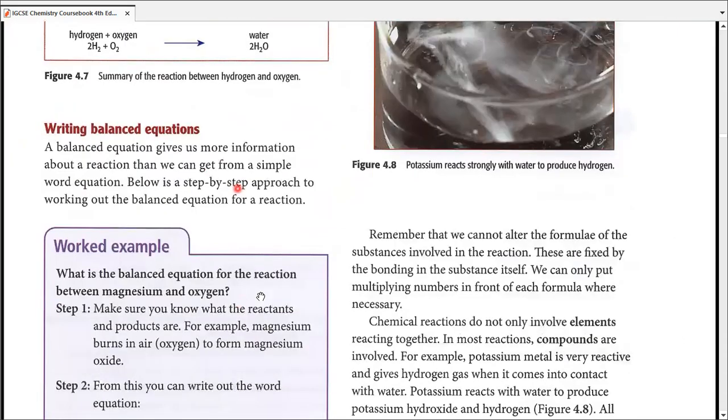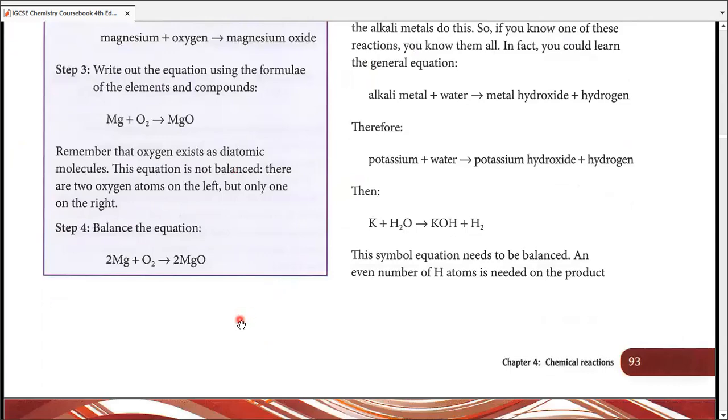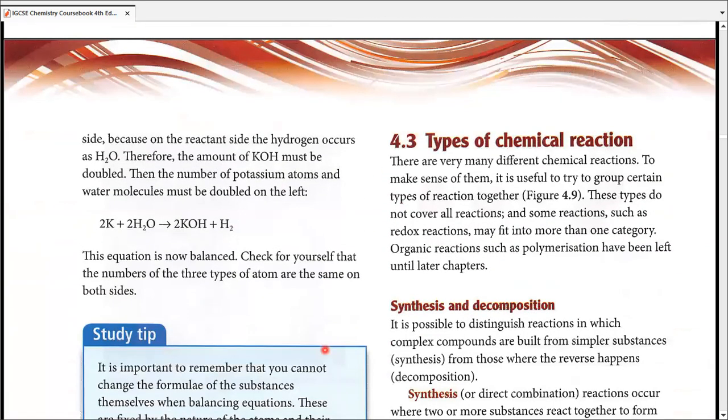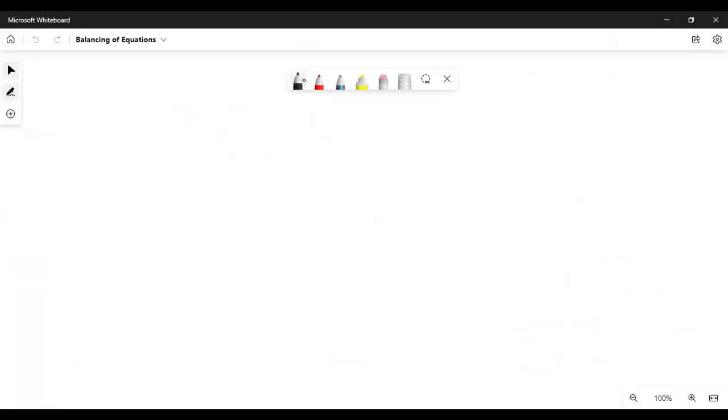So writing balanced equations is another task that we need to do, which is the most important task in this topic, 4.2, which definitely requires practice. So if I ask you, if you have to rate yourself at balancing of equations, how would you rate yourself? Let's balance the equations in the simplest of ways.